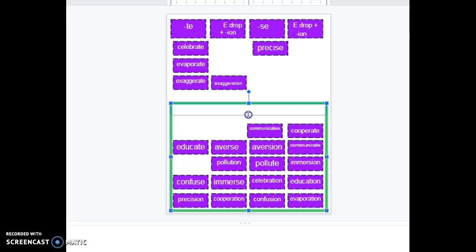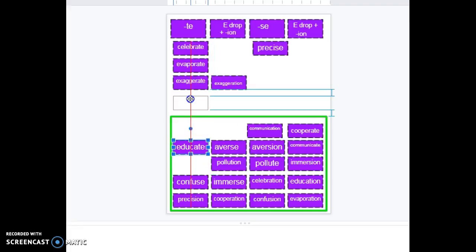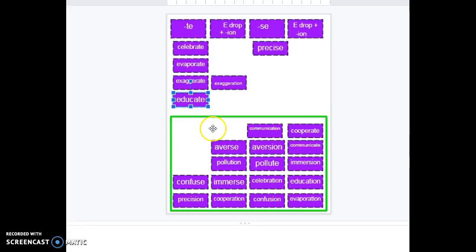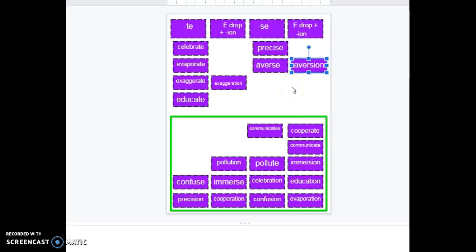Okay, I'm going to just scoot this window down a little. Educate, educate ends in TE. Averse. Averse ends in SE, so that goes over here in this column. Aversion. Aversion is the buddy word to averse. So we drop that E to add ION. Communication. I notice that ends in TION, so I'm going to put that over here in the E drop as a buddy word to a TE word.